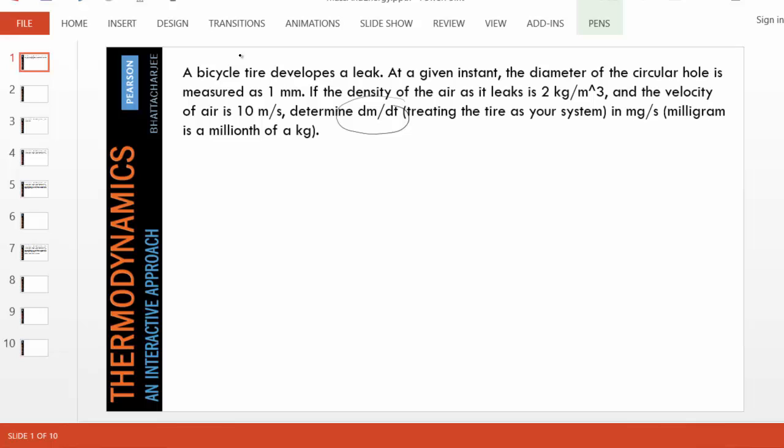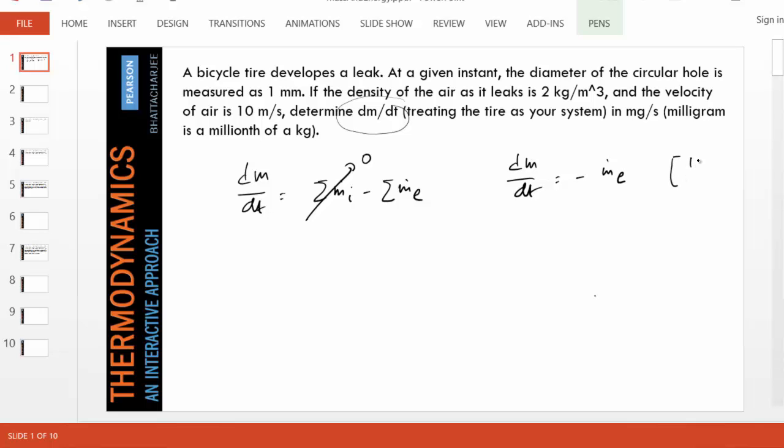Okay, so we start with the mass balance equation. dm dt equals summation of m dot in minus summation of m dot out. There is nothing going in, so this goes to 0. So obviously there is only one exit, so the equation reduces to this, and you can see the unit would be kg per second.